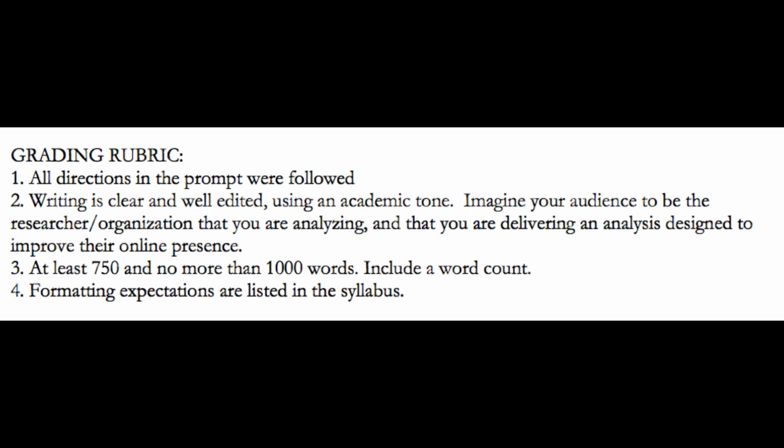Let's look at the second half of the other earlier, more fully elaborated writing assignment example. Grading rubric. 1. All directions in the prompt were followed. 2. Writing is clear and well edited using an academic tone. Imagine your audience to be the researcher organization that you are analyzing, and that you are delivering an analysis designed to improve their online presence. 3. At least 750 and no more than 1,000 words. Include a word count. 4. Formatting expectations are listed in the syllabus.